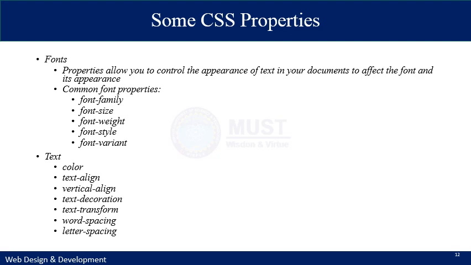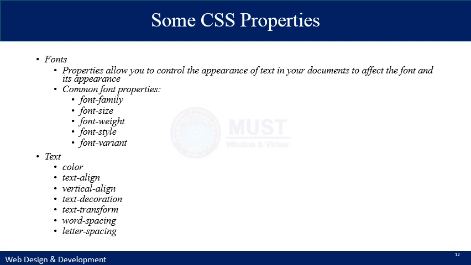Similarly, font weight specifies whether the font should be normal or bold. There can be certain values for normal, bold, bolder, etc. Similarly, font style specifies whether the font should be normal, italic, oblique, underline, etc. Font variant specifies whether the font should be small caps, normal, or uppercase letters, or it can be a smaller version of uppercase letters.